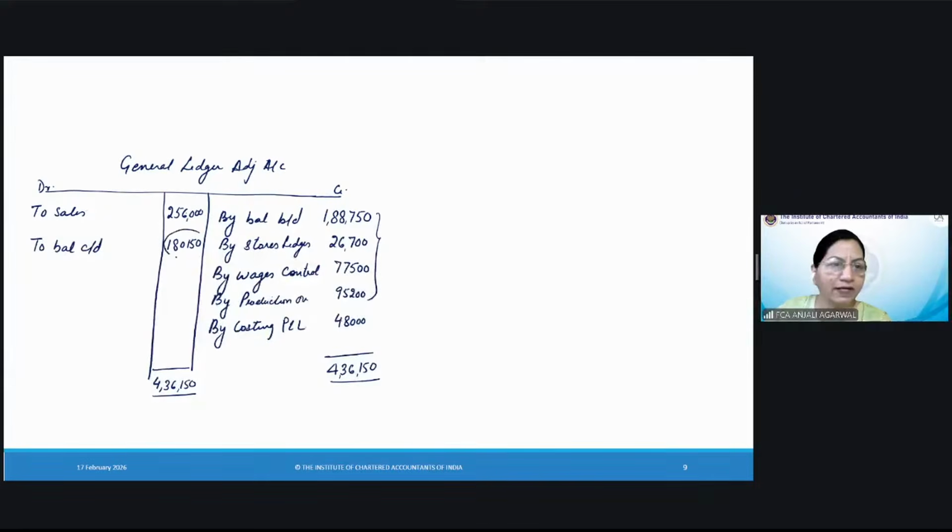So what is 1,80,150? It is the balance of the expenses which you have incurred, which remain with us either in the form of stores, either as WIP closing stock, either as finished goods closing stock, and so on. And the total general ledger adjustment account credit balance is 1,80,150. So this is the closing trial balance that you will have.